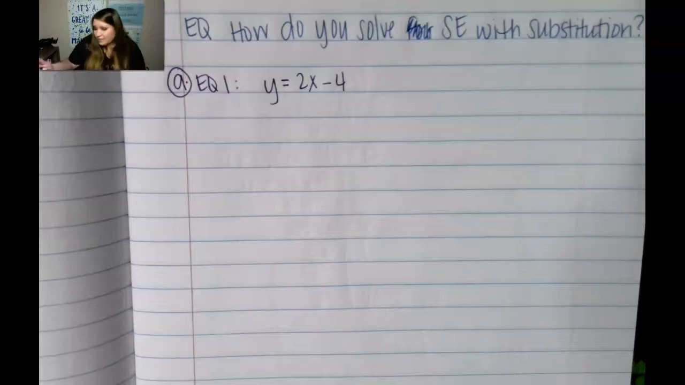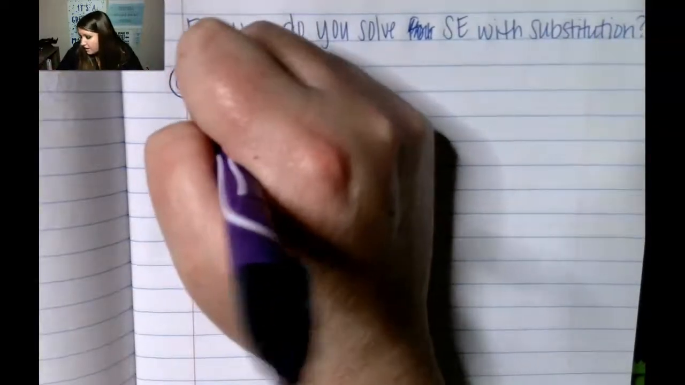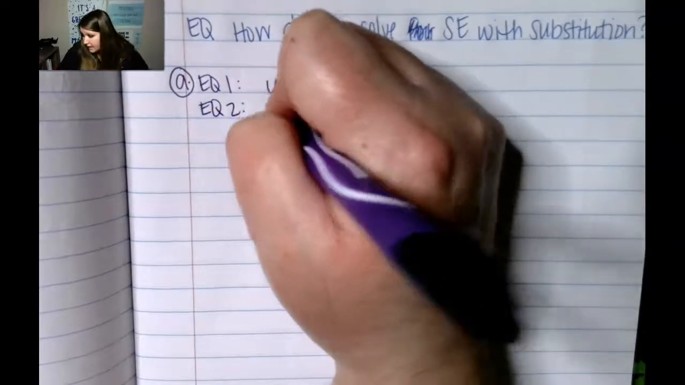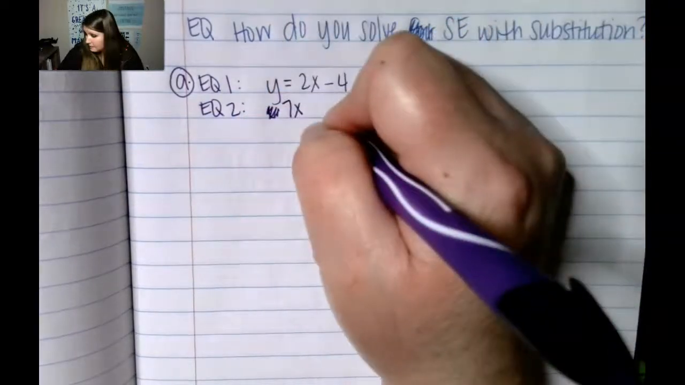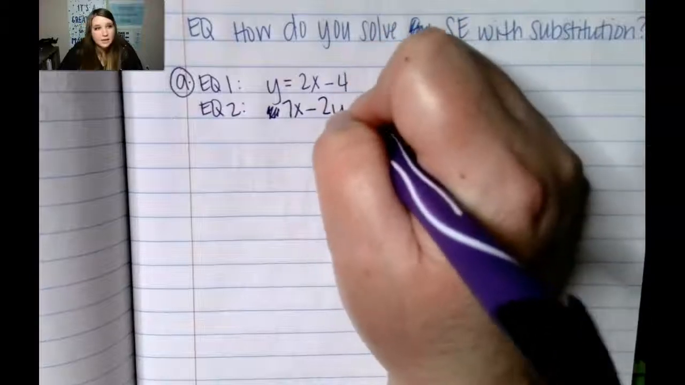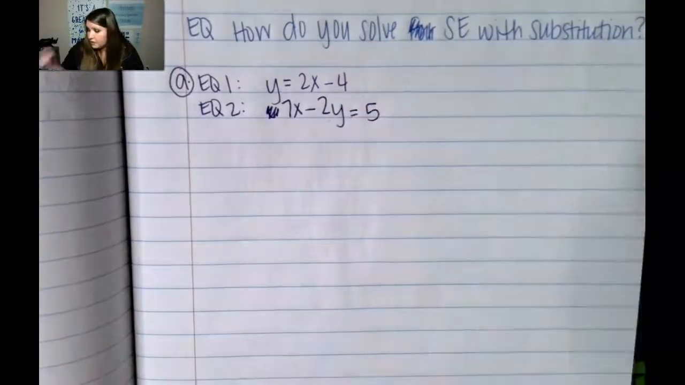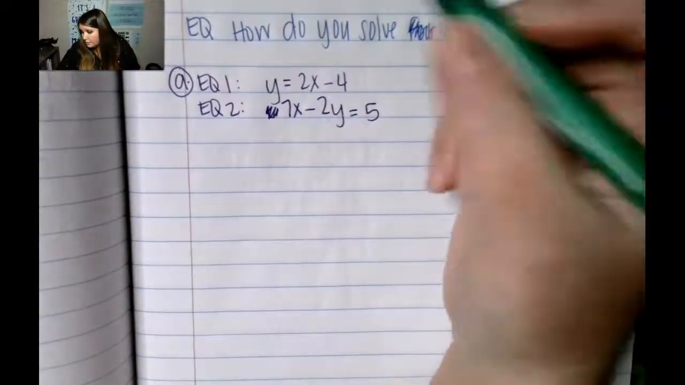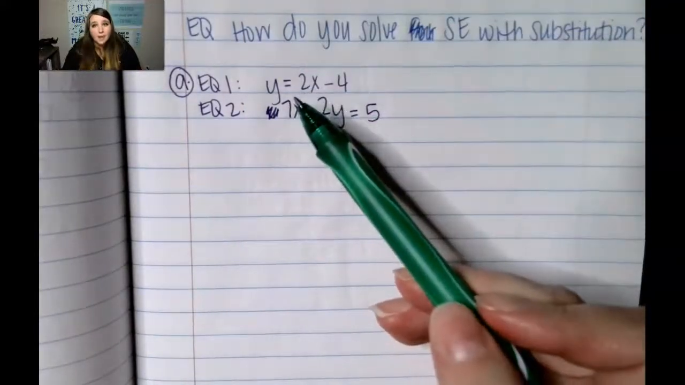And then we will have equation 2. Just like before, equation 2 says 7x minus 2y equals 5. So our job is to use substitution. Well, we know that substitution is taking a letter or numbers and putting them in for a letter. So what we have is this right here. We have this equation 1. Equation 1 tells us what y equals.